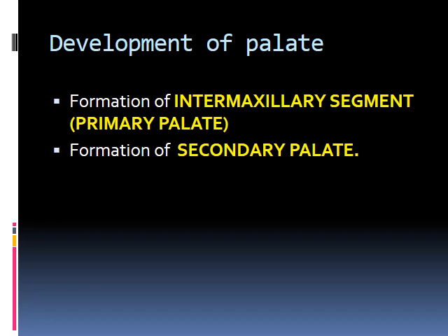The palate develops by fusion of primary palate as well as secondary palate. Now you are to know what is primary palate or intermaxillary segment and what is secondary palate, where does it develop from.